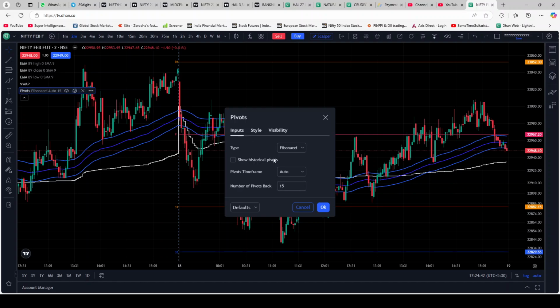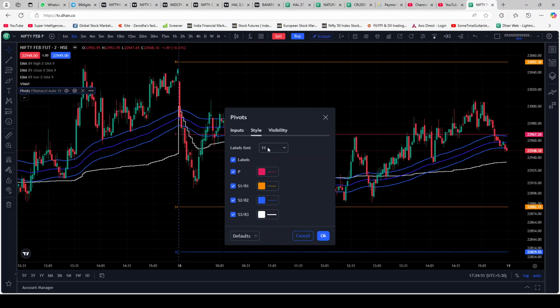This is my Fibonacci pivot setting, Fibonacci auto 15. I keep this unticked. I don't want to see previous. If you keep this ticked, then it will show you historical also. I don't like it. 11 is coming by default, and I have changed this to these colors. Pivot is red, SRR1 is yellow, SRR2 is blue, and SRR3 is white.